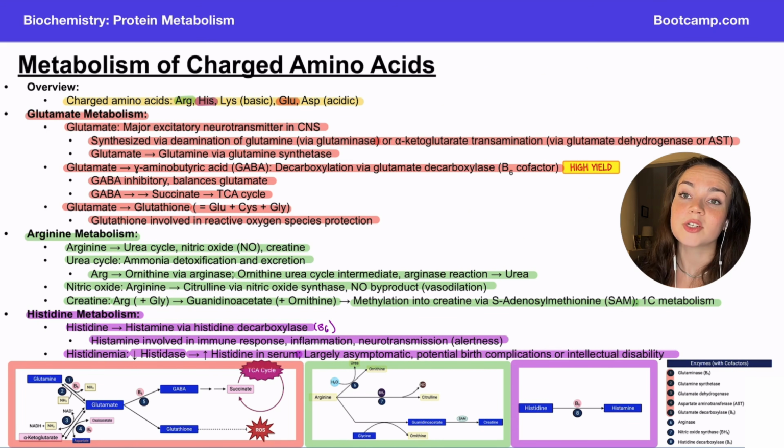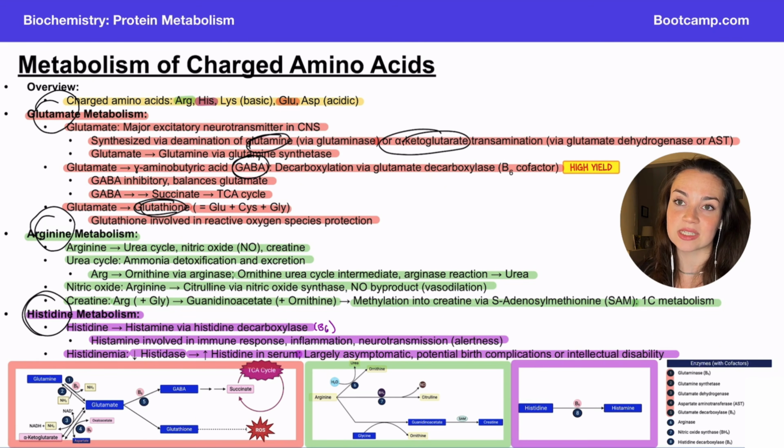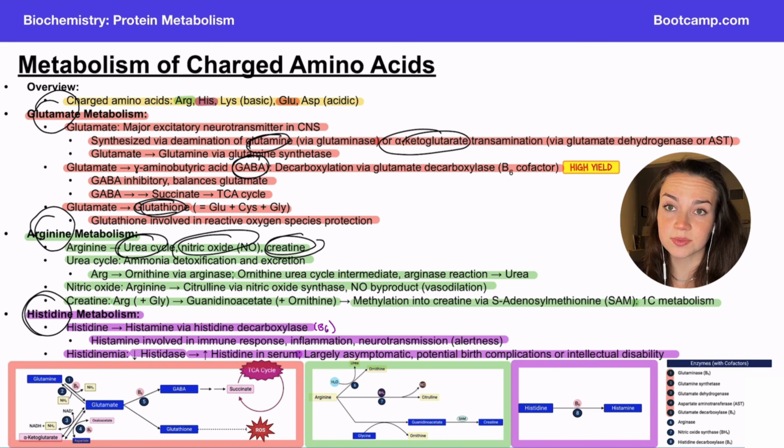So let's wrap this up. We've been talking about the metabolism of charged amino acids, specifically the charged amino acids glutamate, arginine, and histidine. We could make glutamate from glutamine or alpha-ketoglutarate and turn glutamate into GABA, the inhibitory neurotransmitter, or glutathione, which was important in protection against reactive oxygen species. Arginine could participate in the urea cycle, the synthesis of nitric oxide, or the synthesis of creatine, and histidine could be broken down into histamine via the enzyme histidine decarboxylase.